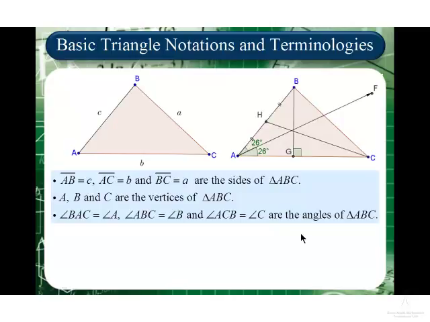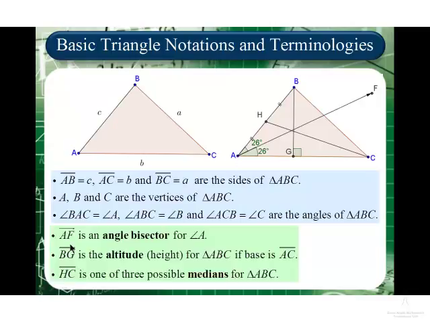Let's consider some other important notations and terminologies. If we construct a ray AF such that the angles are equal as indicated, in other words it bisects the angle A, then we refer to this particular ray AF as an angle bisector for the angle A. Obviously, one can also construct angle bisectors for angles B and C in such a case.